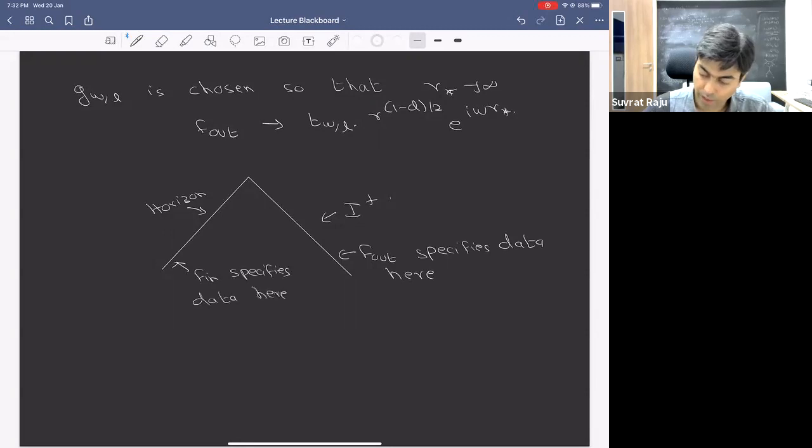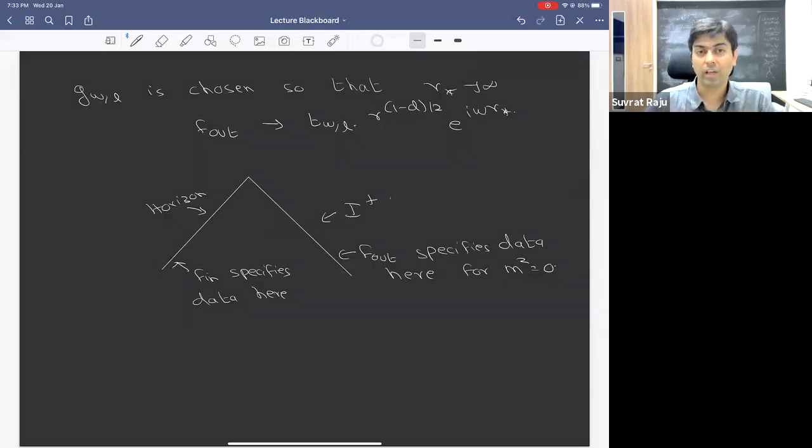Of course, this is true for m squared equal to 0. If you have a massive field, the massive field doesn't reach scribe plus. But one way to think about what F out means is that in the case when the field is massless, you think of the late time geometry, and you can specify data at the horizon, and you can specify data at scribe plus, and F out is what's specifying data at scribe plus, and F in is what is specifying data at the horizon. And the reason for that is that F out is oscillating very rapidly near the horizon.